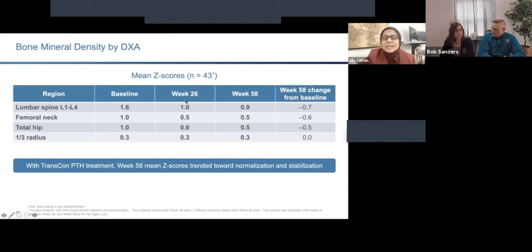And so it slightly decreased at the lumbar spine, because in people with hypoparathyroidism, the bone density is higher than what we would see in someone who has normal parathyroid function. And so it's starting to normalize, and then it's stabilized. And we can see that is happening at the femoral neck, the hip, and at the arm. There was no change in the bone density.